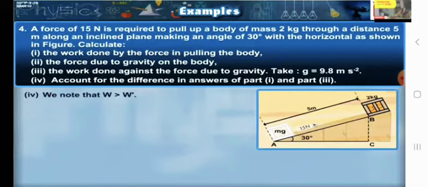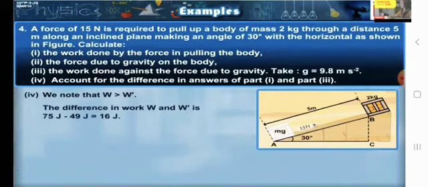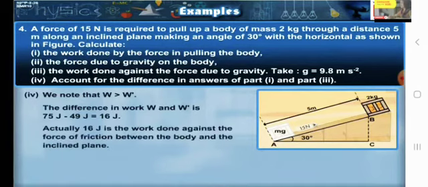Fourth, we note that W is greater than W dash. The difference in work W and W dash is 75 joule minus 49 joule is equal to 16 joule. Actually, 16 joule is the work done against the force of friction between the body and the inclined plane.